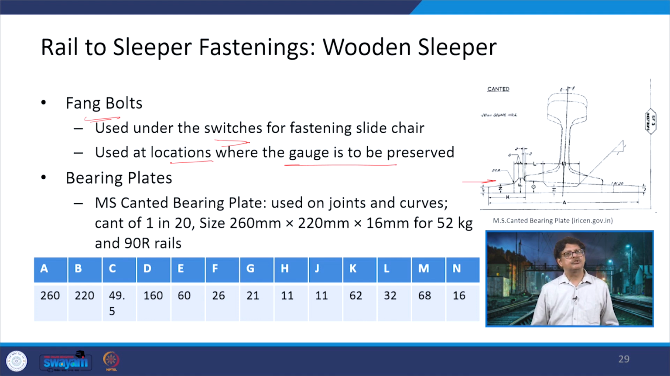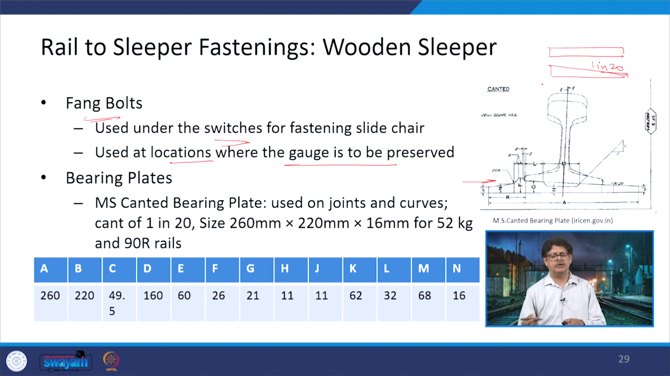Now, we were talking about the bearing plates. There can be a simple bearing plate which is of the same thickness, or there can be a canted bearing plate where the thickness is different. You have a cant of 1 in 20, and when you provide this cant, the rail gets tilted, and that is how we work with the coning of the wheels. The first one we are talking about here is a mild steel canted bearing plate.